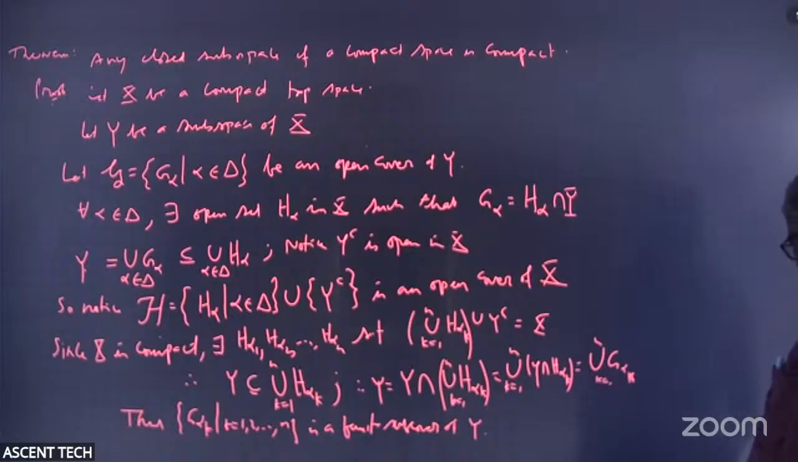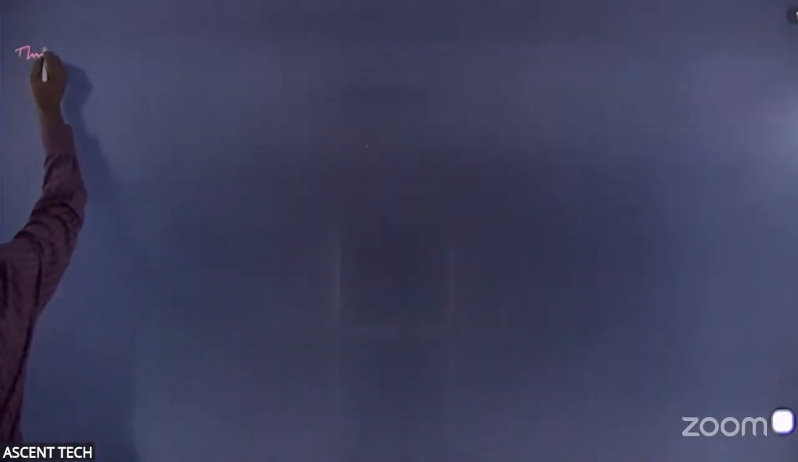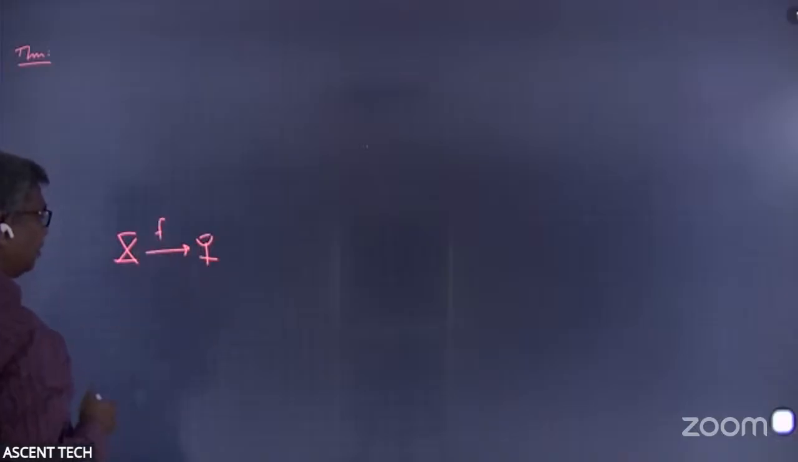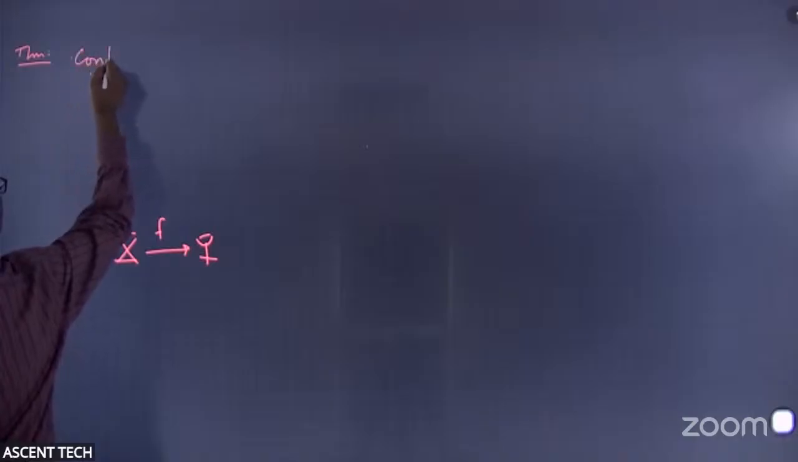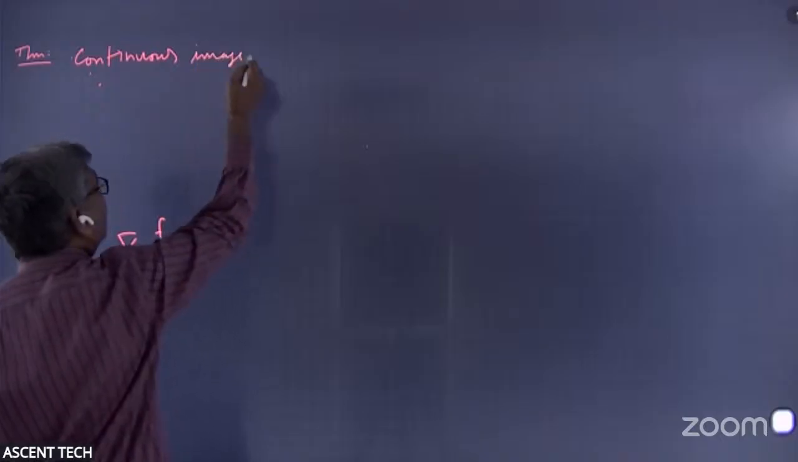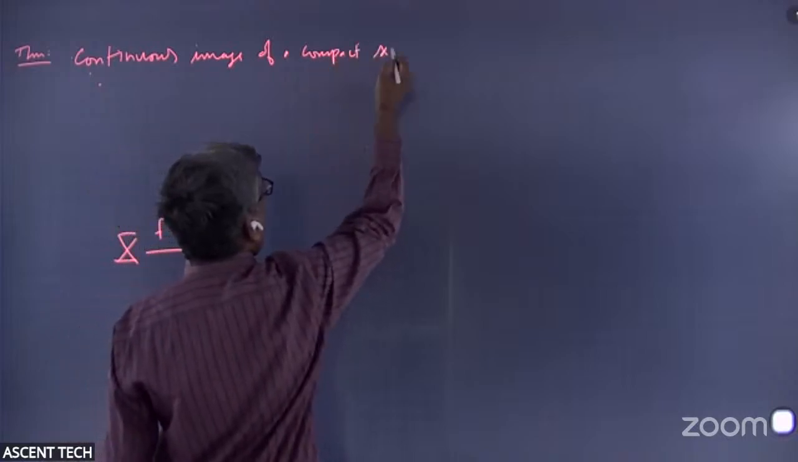Okay. Next, another thing. Continuous image of a compact set will be compact. If you have a topological space X and a topological space Y, and here I have a continuous function. If X is compact, the range of f, that is f of X, will be a compact subspace of Y. Okay, the continuous image of a compact set is compact.